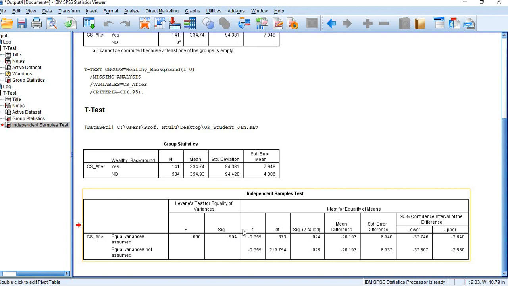But if it is greater than 5% in this case, then the assumption holds. The equality of variance assumption is not violated. So in this case, the significance of the Levene test for equality of variance is greater than 5%, our alpha value. So we therefore conclude that the equality of variance assumption is not violated. So for that case, we will use the first row in our testing. We'll use the first row of the independent sample t-test.